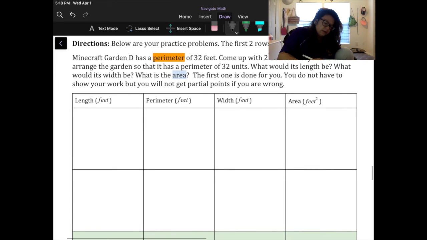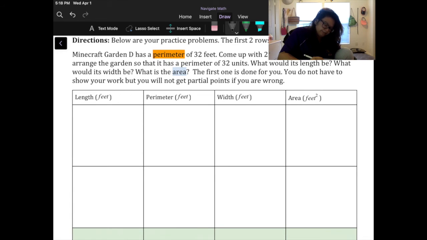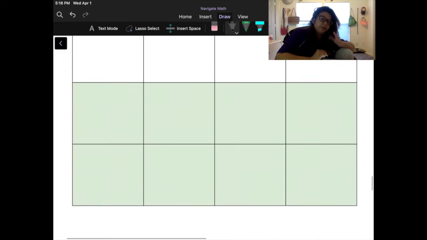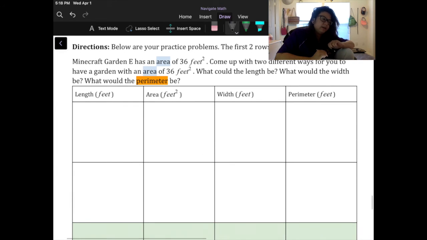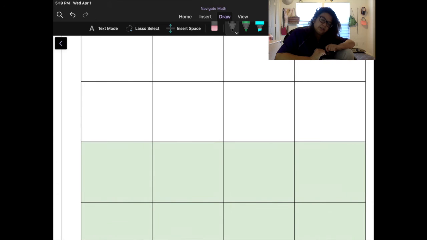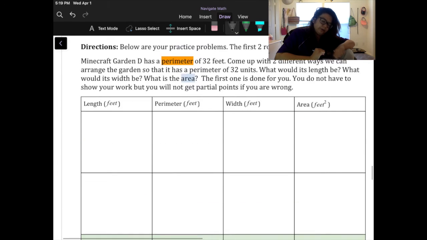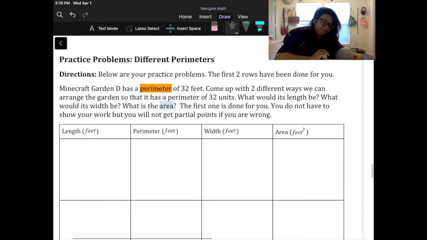Okay. The next part is going to be your practice problem. For your practice problem, this is what we're going to do. I'm going to go over the first two as an example with you. You're going to do the rest. And then you're going to come back, watch the video for the next two boxes, do your work, do your Renaissance, and then turn it in.